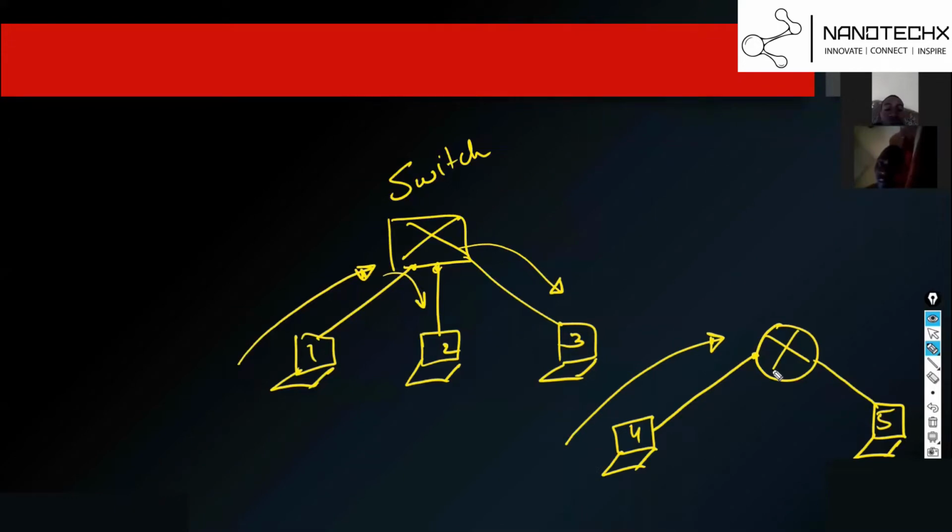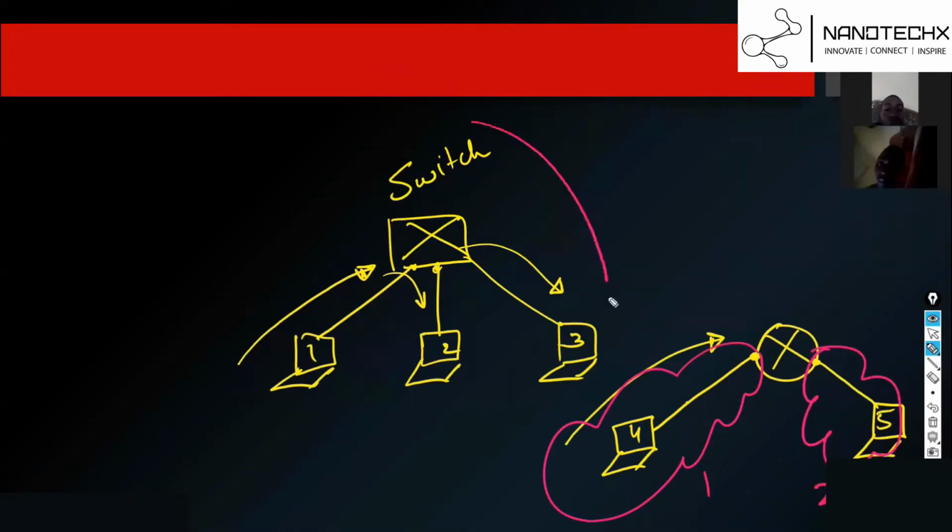Now we want to divide these subnets, so we will need a layer 3 device in between them for them to communicate. So in simple words, each port on a router is a subnet, a network. This is network number 1, network number 2. While all the ports on a switch belong to only one network. Clear?